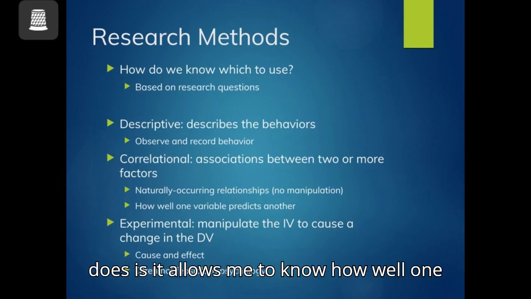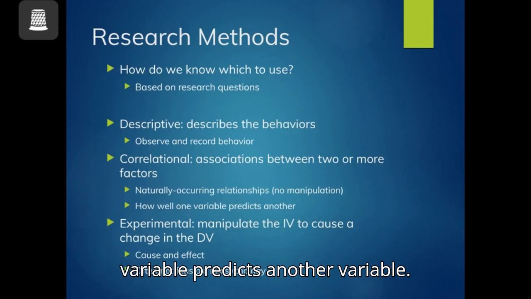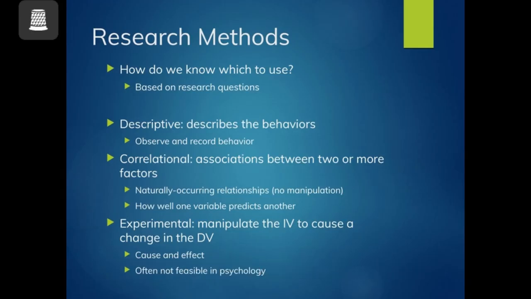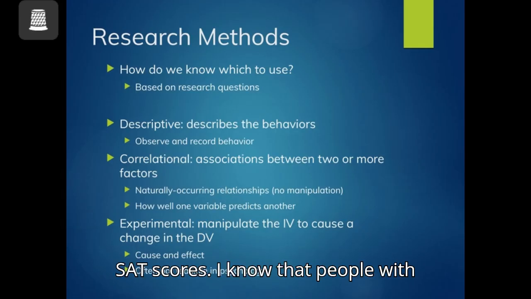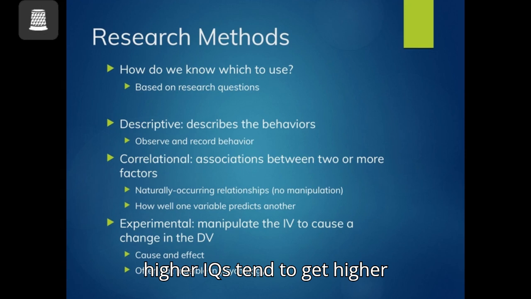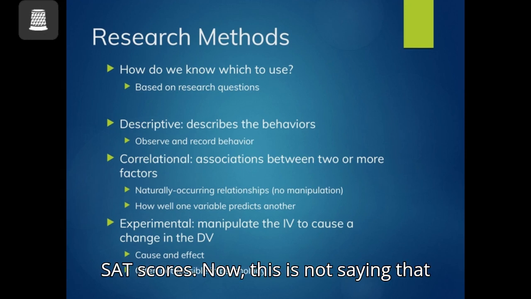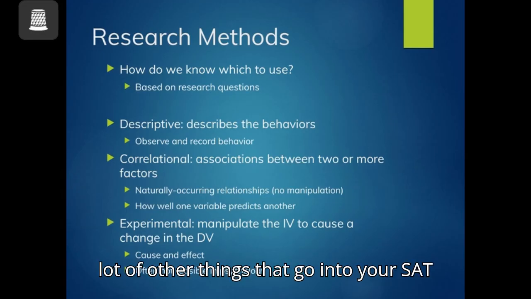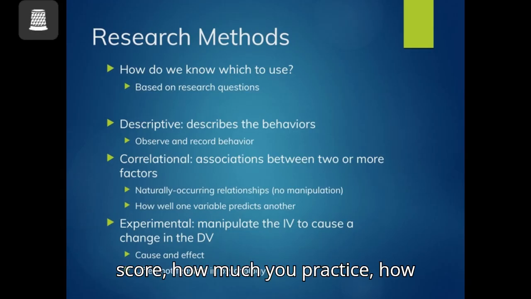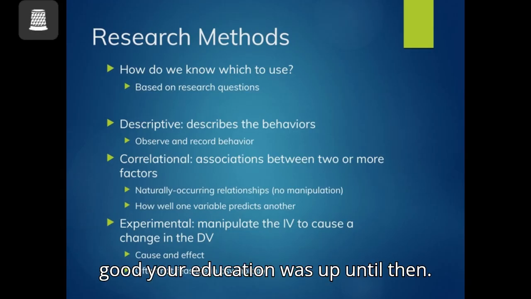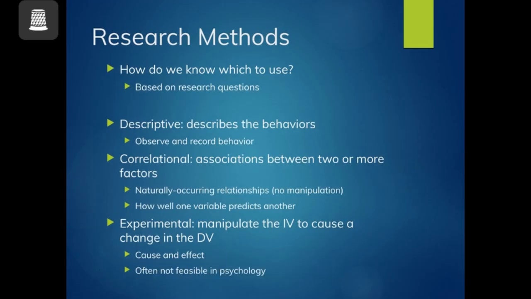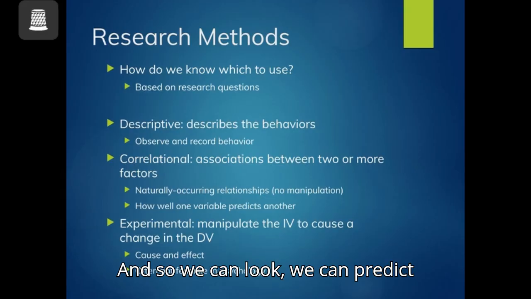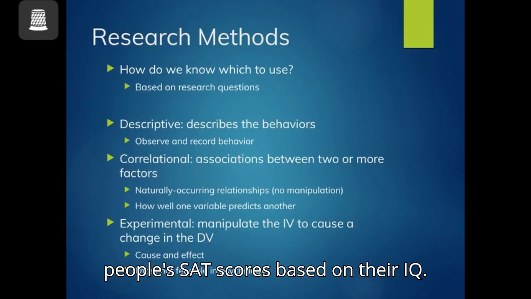What the correlational does is it allows me to know how well one variable predicts another variable. So I know that IQ predicts SAT scores. I know that people with higher IQs tend to get higher SAT scores. Now, this is not saying that IQ causes SAT. There's a lot of other things that go into your SAT score, how much you practice, how good your education was up until then, but IQ does play a part. And so we can predict people's SAT scores based on their IQ.